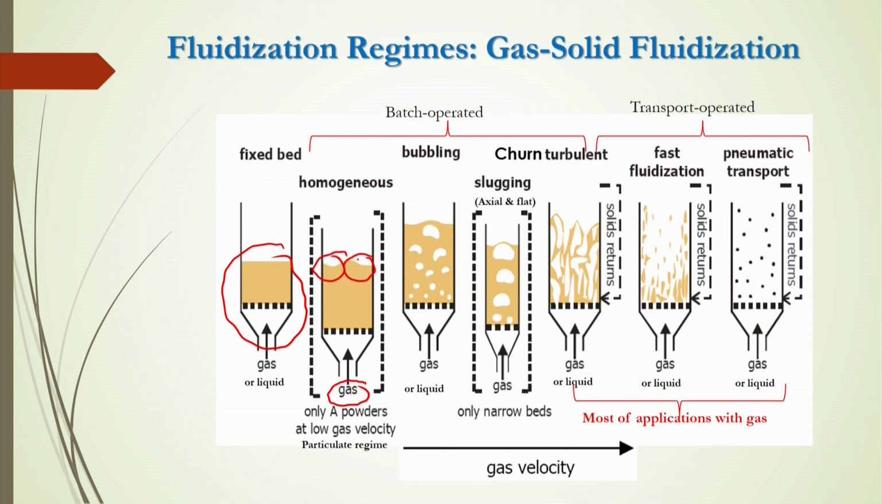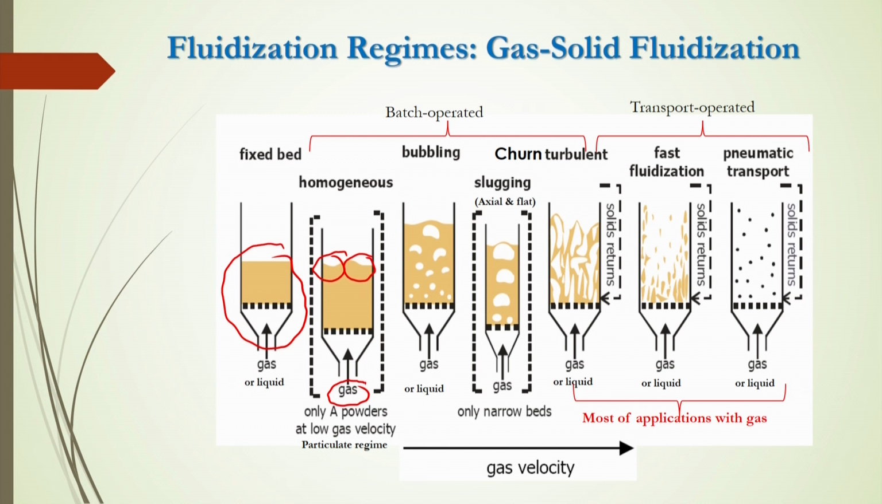That means beyond a certain minimum velocity of this fixed bed operation, the particles are going to be suspended inside the bed. So, this is one operation, called the particulate regime. The whole gas-solid fluidization system you can divide into two parts here: bed operated and transport operated flow regimes.